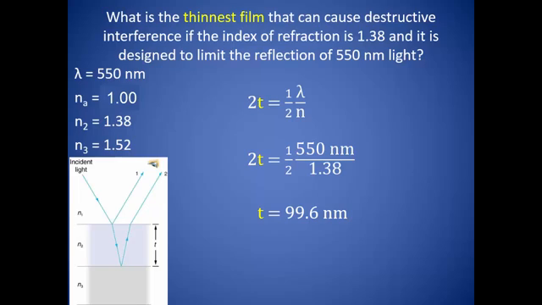These films are called non-reflective coatings, and we find them not only on lenses, but on things like car windows and sunglasses as well.